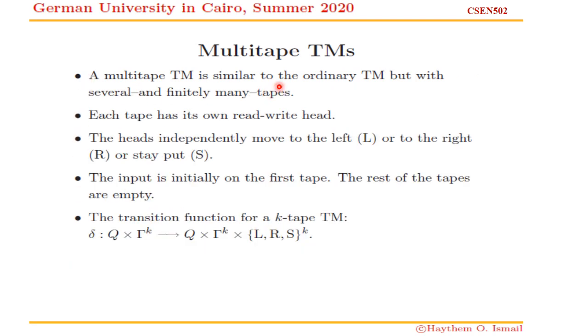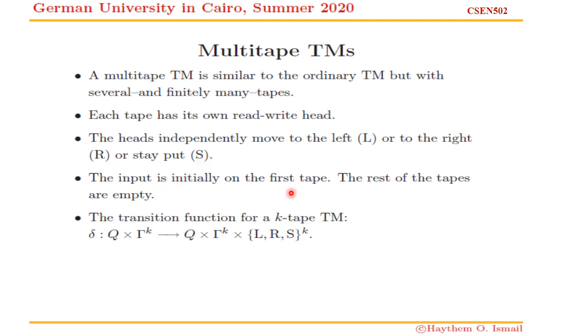A multi-tape Turing machine is very similar to the ordinary Turing machine, but with several and finitely many tapes. Each tape has its own read-write head. The heads independently move to the left or to the right, or they can also stay put. If you have multiple heads, it's easier if some of them may not move at all, so that some will move and the others will stay in place. You may be able to simulate this without the stay put option, but it will be very hard to actually describe that simulation. So with a multi-tape Turing machine, the heads have the option of not moving at all.